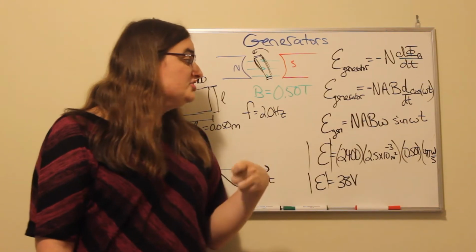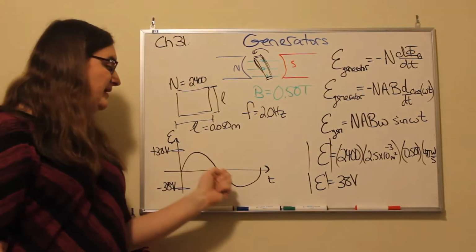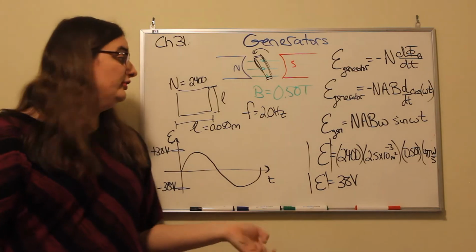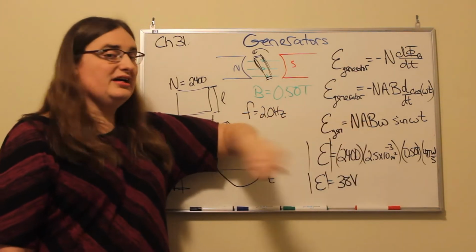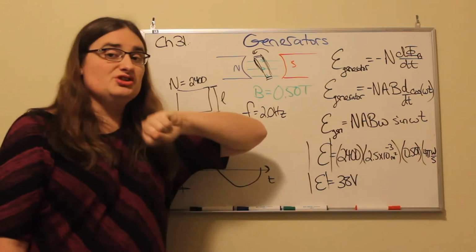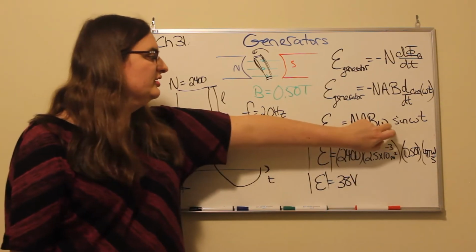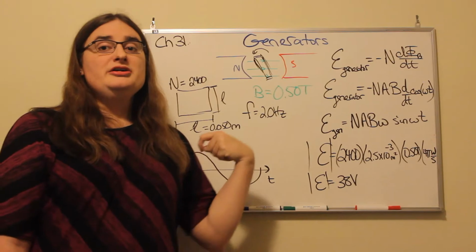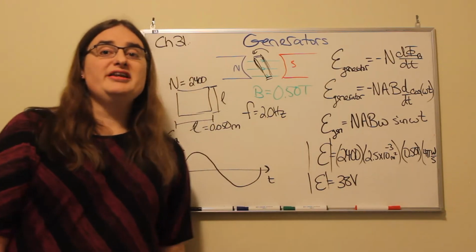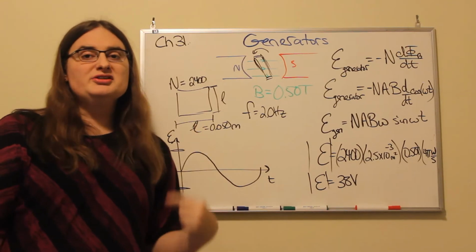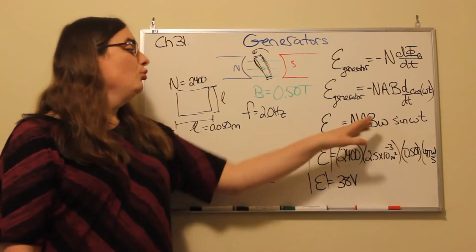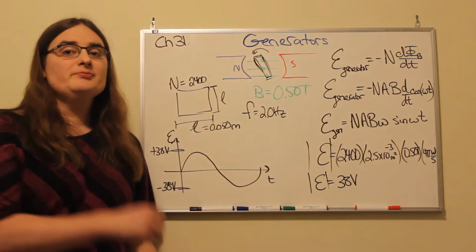So for a generator, we would see an EMF that's sinusoidal, where the maximum EMF would be the number of turns times the area of our loop times the strength of our permanent magnetic field times our generator frequency in radians per second, which would be 2 pi times the frequency f, which is 1 over the period of one oscillation.